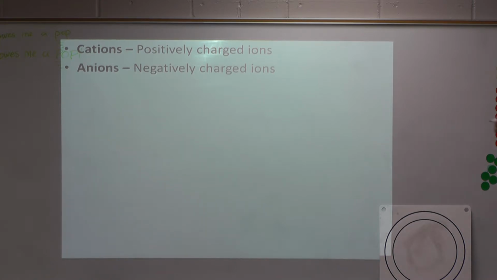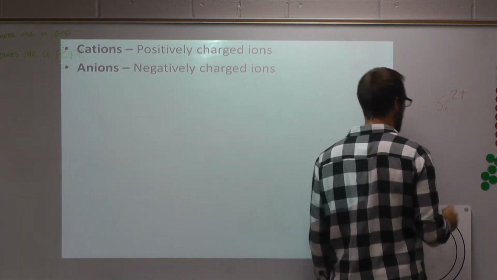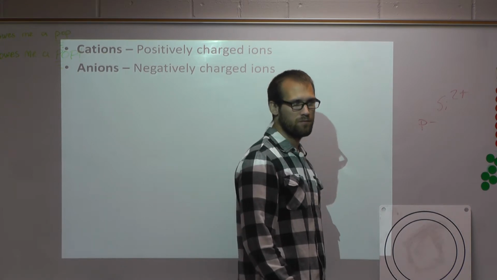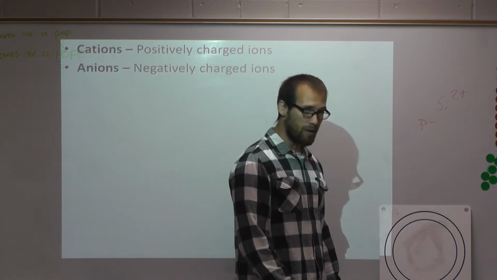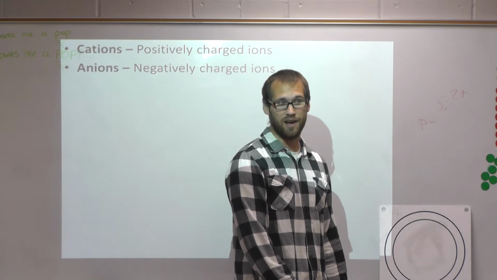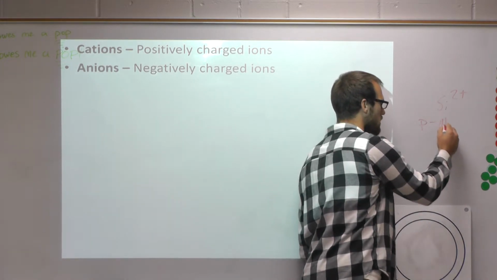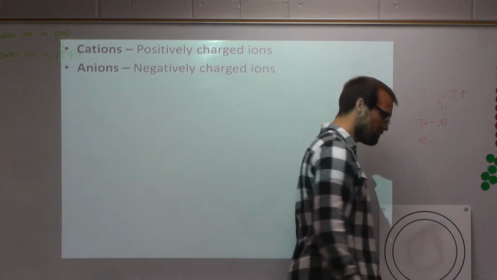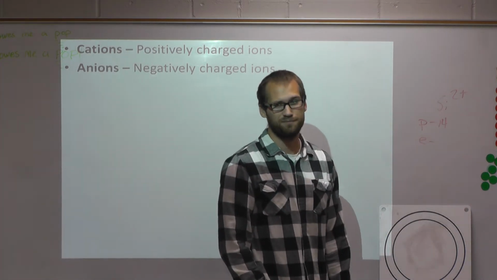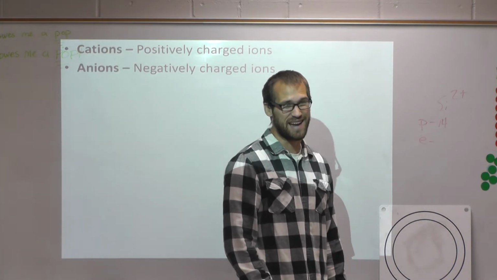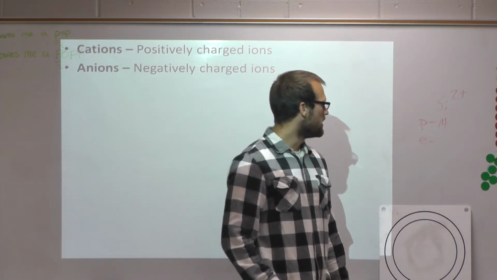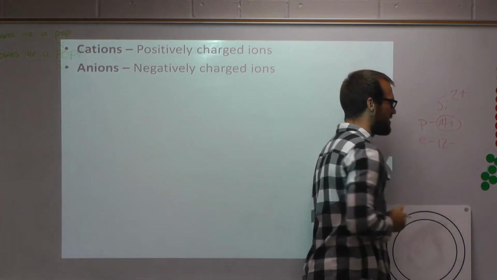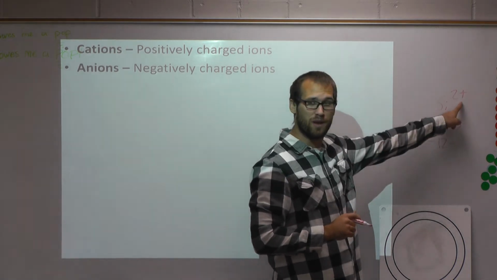So let's say I've got a silicon 2+, which is not a stable ion, but that's fine. Protons, how many does it have? Still 14. Always 14, regardless of ion or atom. Now, if it were an atom, how many electrons would we have? 14, but it's not an atom, it's an ion. It's going to have 12 because I have to have 2 more positive things than negative things in order to give me the 2+ overall charge.